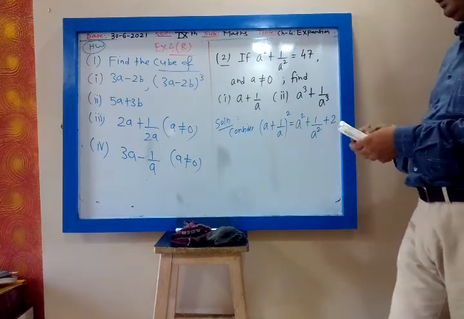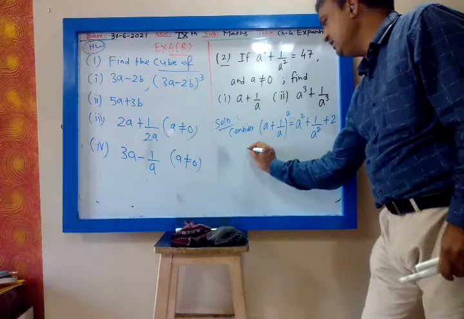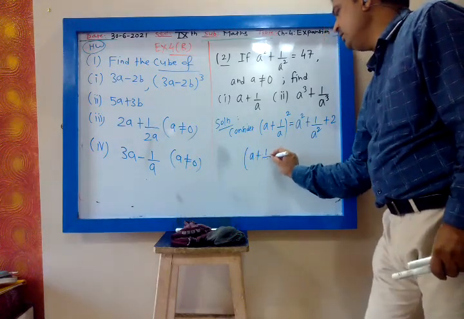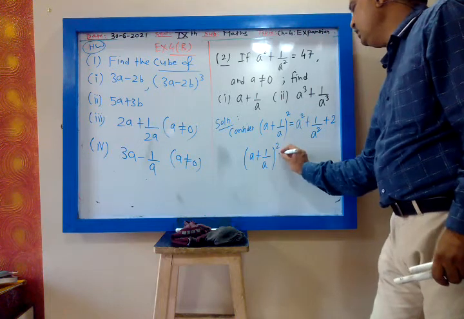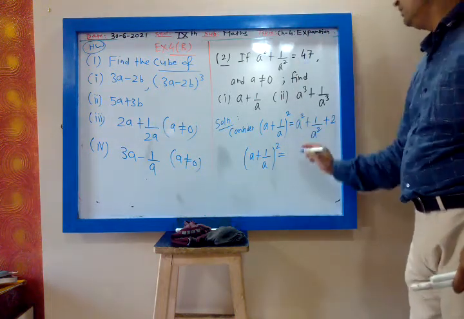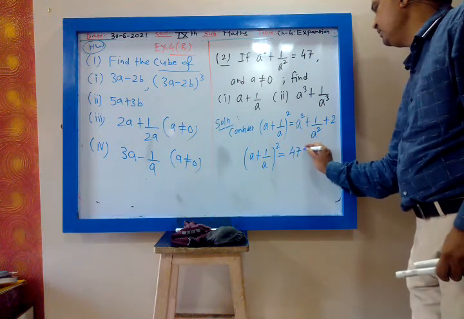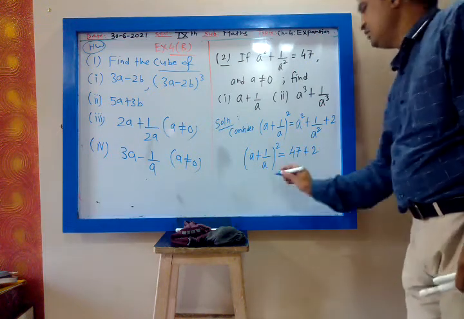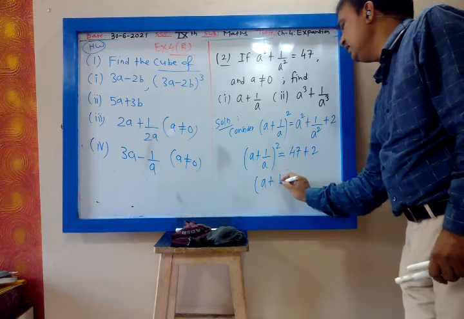A plus 1 upon a we have to find, so that we keep as it is. A plus 1 upon a whole square is a square plus 1 upon a square, and this value is given, 47. So 47 plus 2. So a plus 1 upon a whole square is 49.